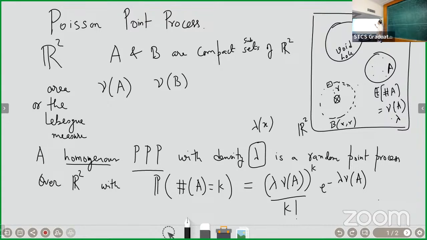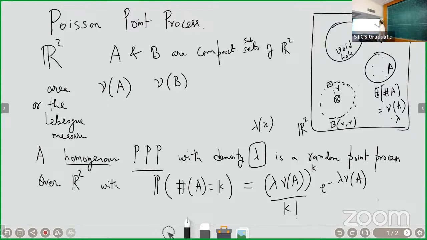Over R2, you look at any two subsets A and B. The numbers of points falling there are independent, and in each A the number of points is Poisson distributed with parameter lambda times mu(A), where mu(A) is nothing but the area of that region. So in essence, the expected number of points falling in a region is equal to lambda times the area of that region. This defines a homogeneous Poisson point process. If the density were dependent on the location, then it's a heterogeneous process.